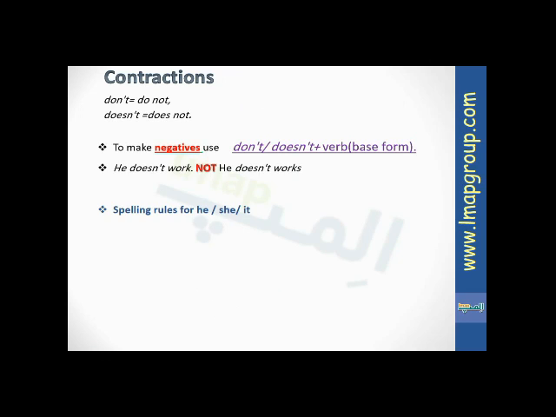Spelling rules for he, she, it. Look at the contractions first. Don't is the contraction of do not. And doesn't is the contraction of does not. پس مخفف do not، don't و مخفف does not، doesn't هست.